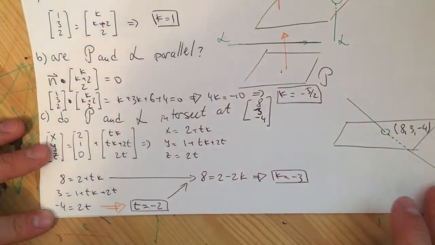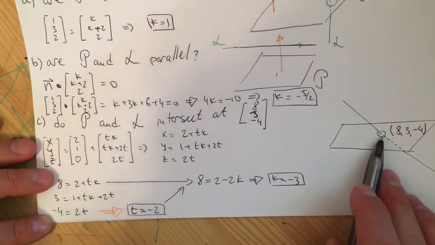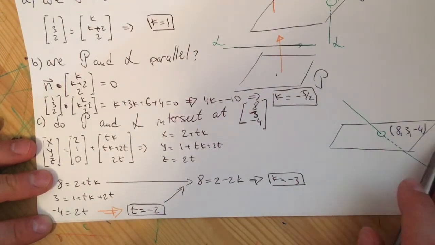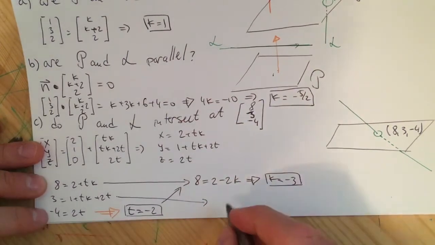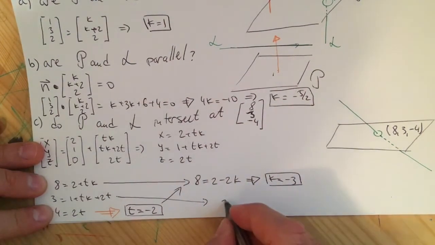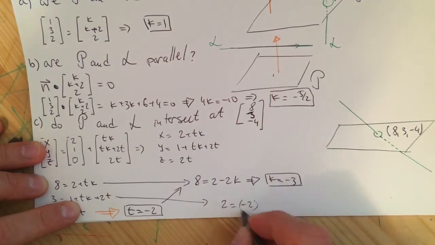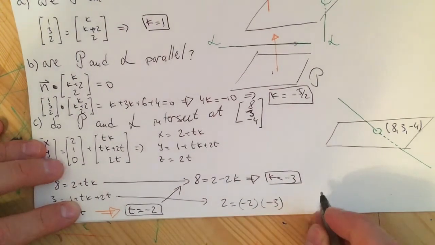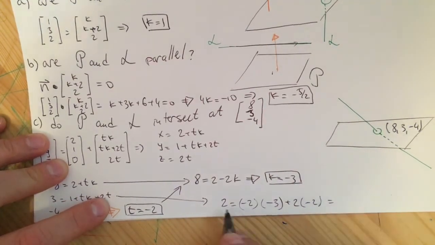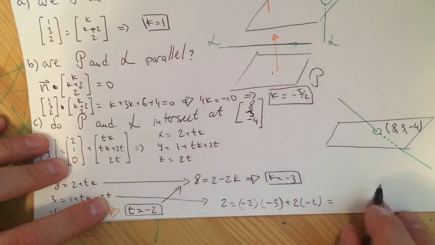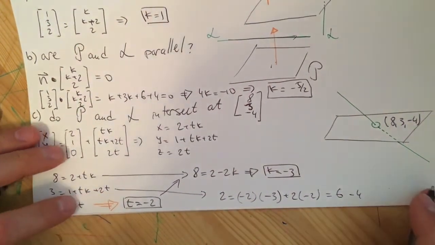And that is your answer. You have found the value for k for which the line crosses or intersects the plane at this particular point. If you want to make sure that that works out, you can always check whether it satisfies the third equation. So 3 minus 1 is 2 is equal to t, which is negative 2, times negative 3 plus 2 times negative 2, and check whether this adds up, right? So this is 6 minus 4, which indeed is equal to 2.